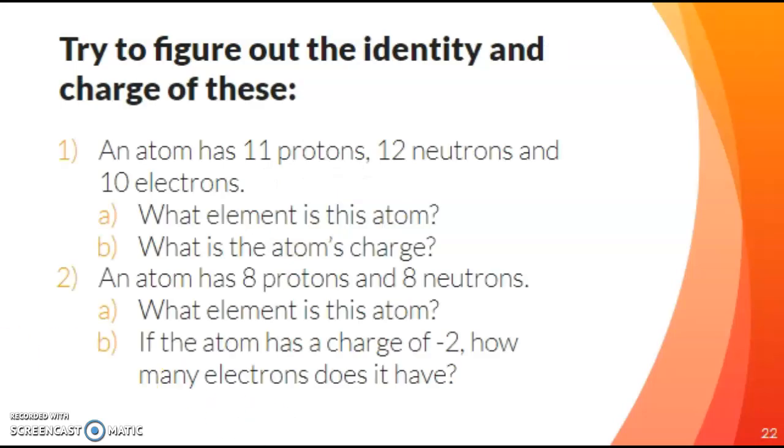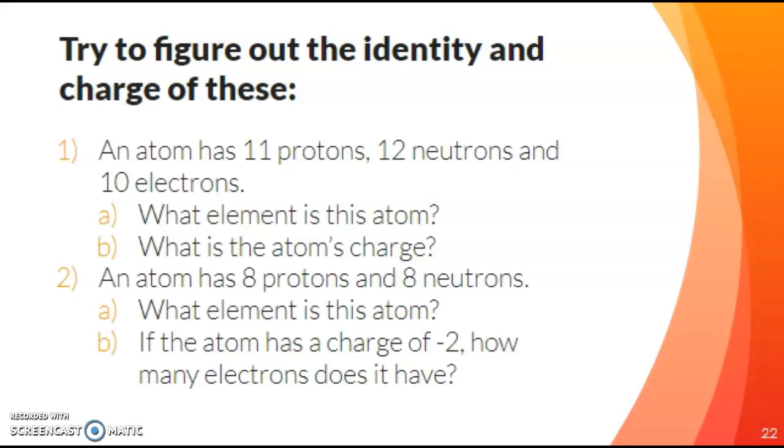Okay, we've got an atom with 11 protons, 12 neutrons, and 10 electrons. What element is this atom? First of all, we have to go back to our periodic table. If you don't have one, you can always just Google periodic table. I'll have one for you linked on PowerSchool Learning. We'll be giving you a really nice periodic table whenever we see you in person. If you look up number 11 on the periodic table, that would be sodium. Good.